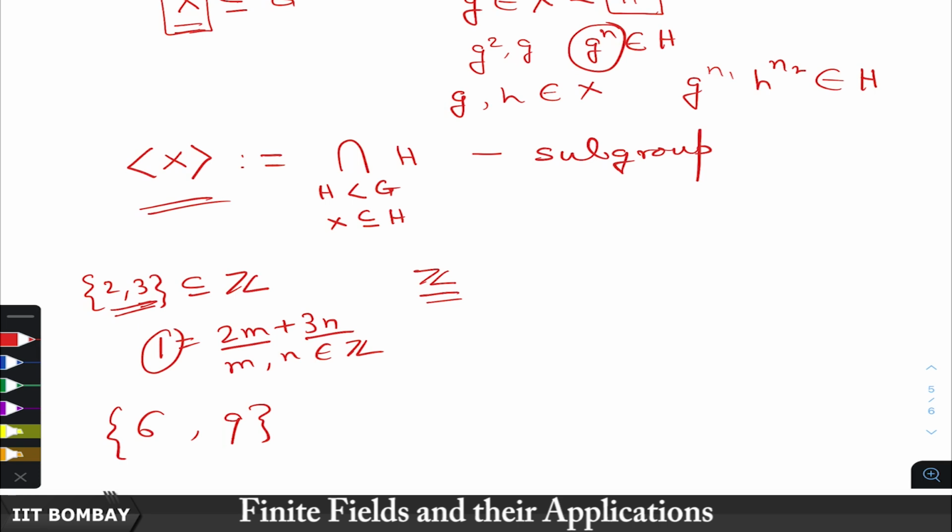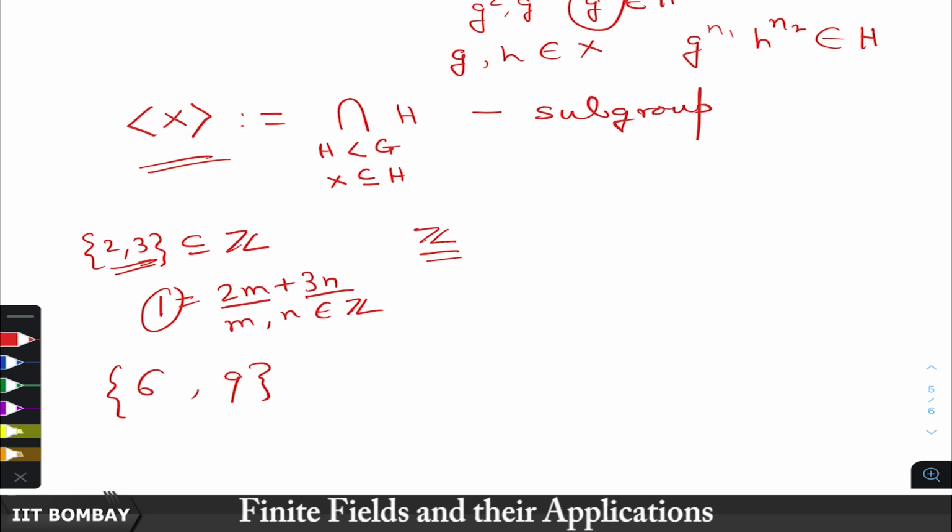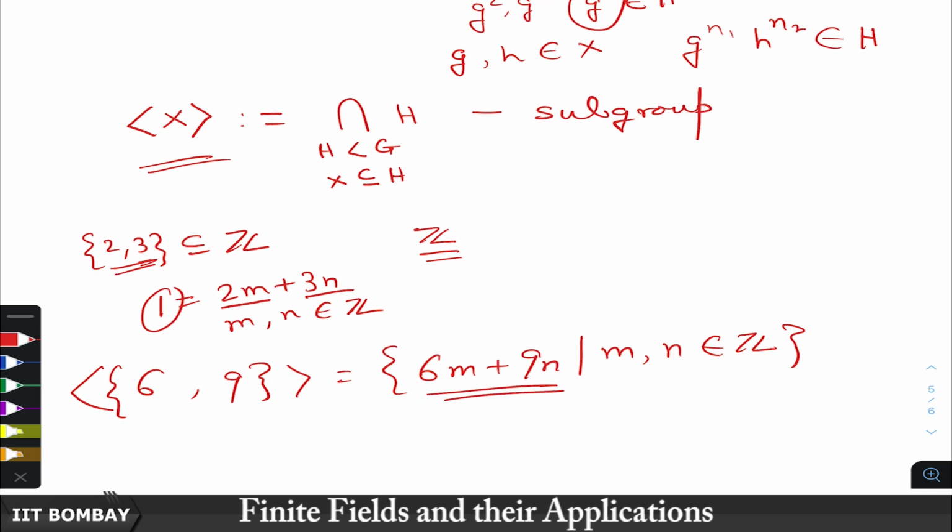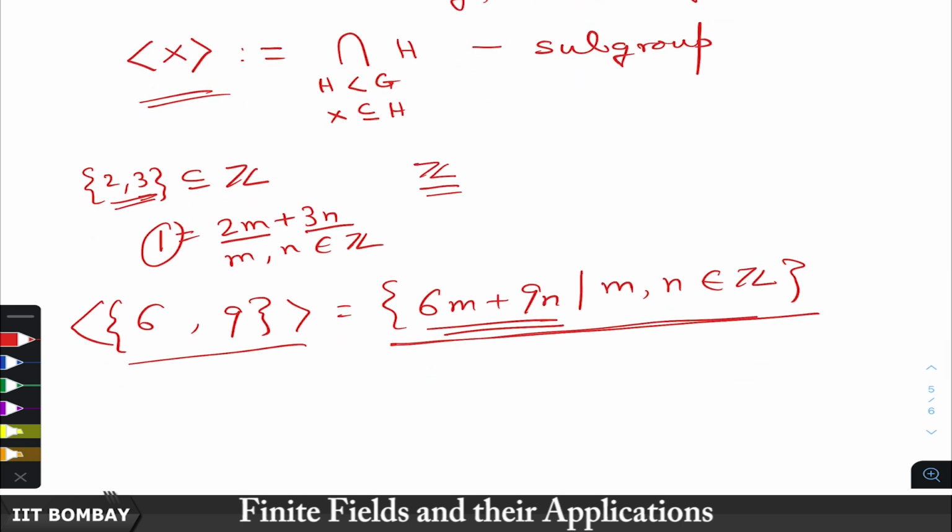Their GCD is 3. So, what you can expect is that the subgroup generated by this will contain the set of elements of the form 6m plus 9n. We are not proving this yet, but we will prove soon that this subgroup will indeed be this set.